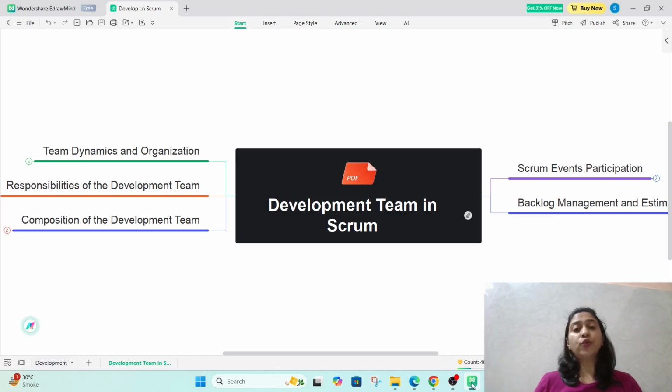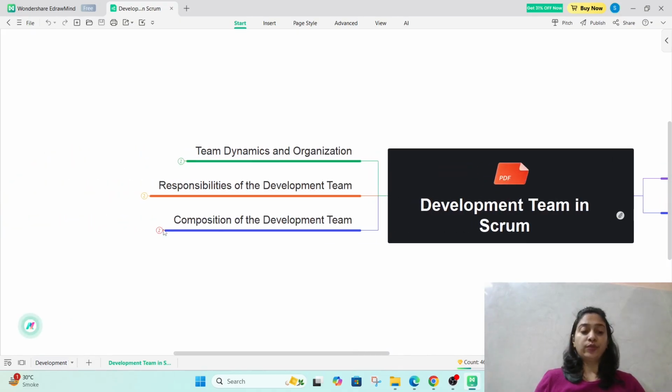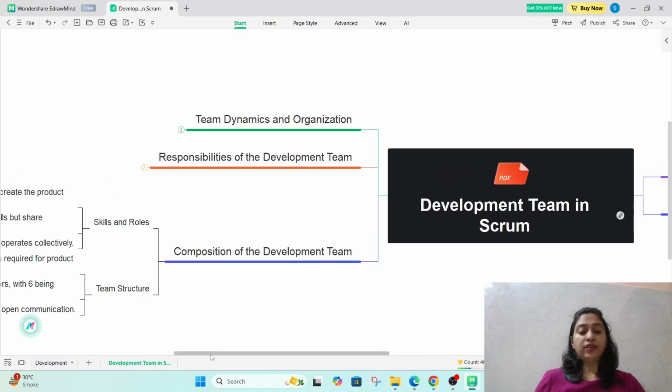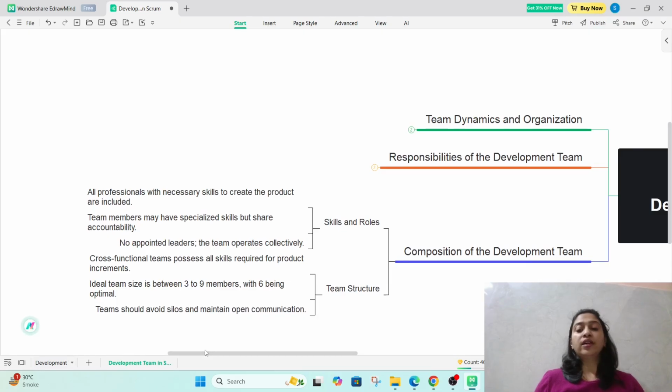In this video, we are going to discuss the role of the development team in Scrum and see the composition of the development team and its responsibilities. Let's see the skills and roles the development team has and the team structure needed. All professionals with the necessary skills to create the product are included, who are specialized in their subject.